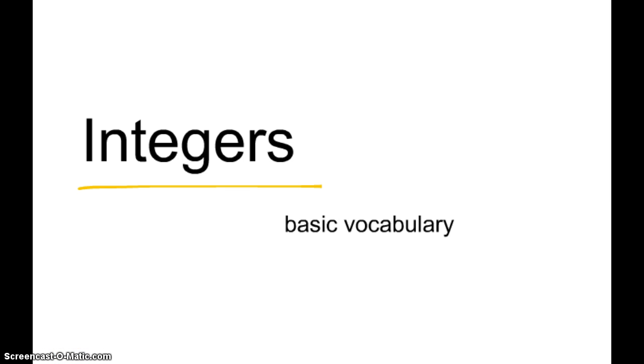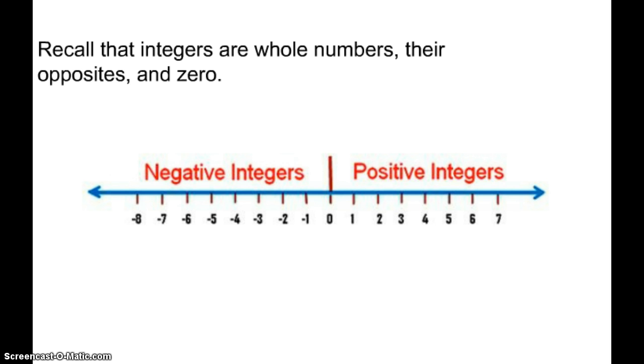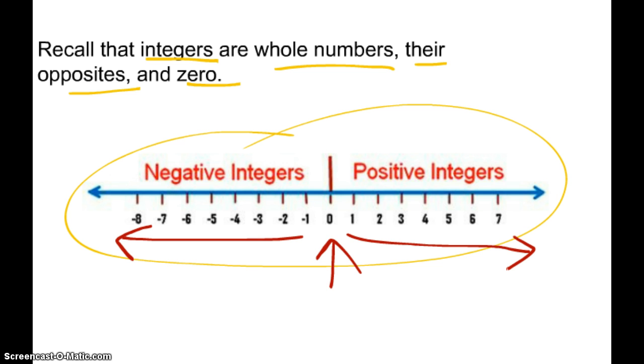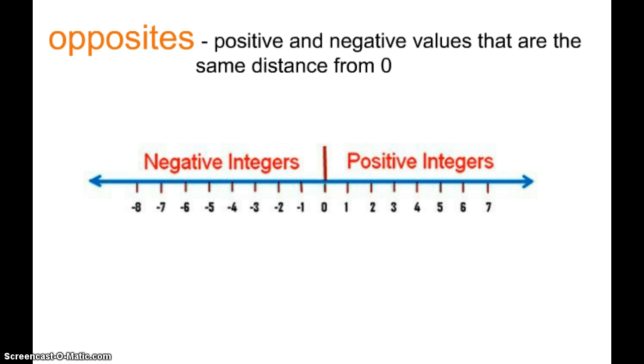Integers. Recall that integers are whole numbers, their opposites, and zero. So this is the integer number line. These are your negative integers, these are your positive integers, and then we also have zero. Just some basic vocabulary terms.